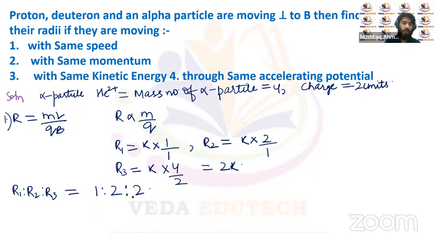In case of alpha particle, we have charge of 2 units and mass number equal to 4 units. In case of deuteron, we have charge of 1 unit and mass equal to 2 units. So the ratio 1 ratio 2 ratio 2 will be the answer in case they have the same speed.